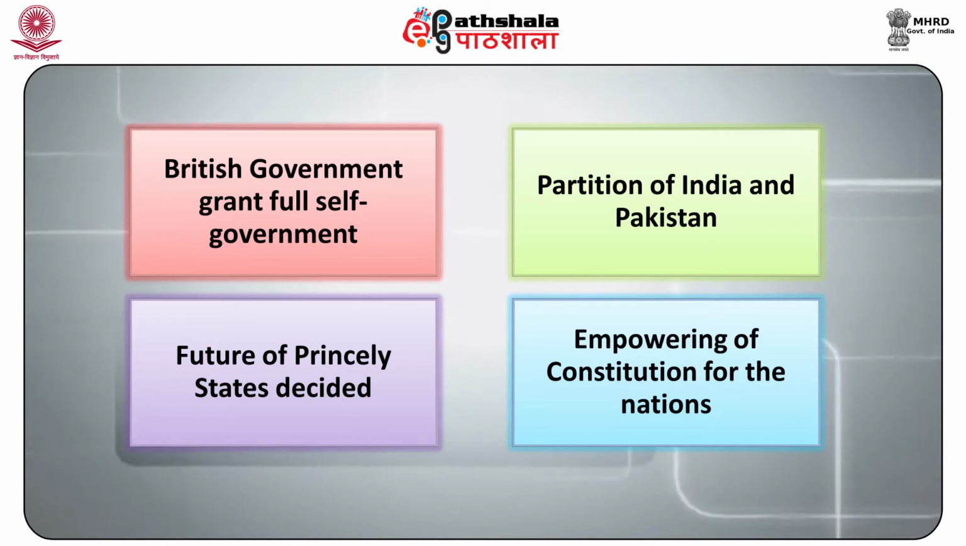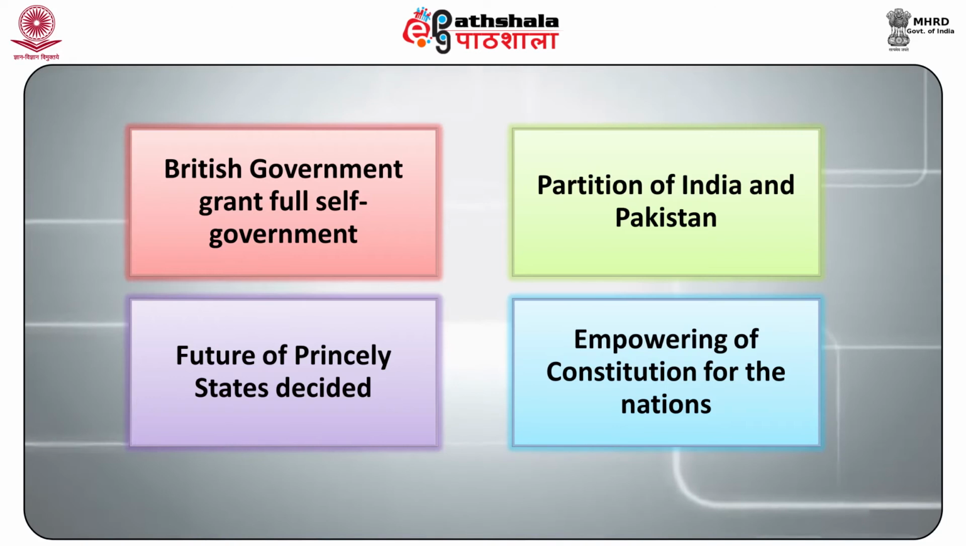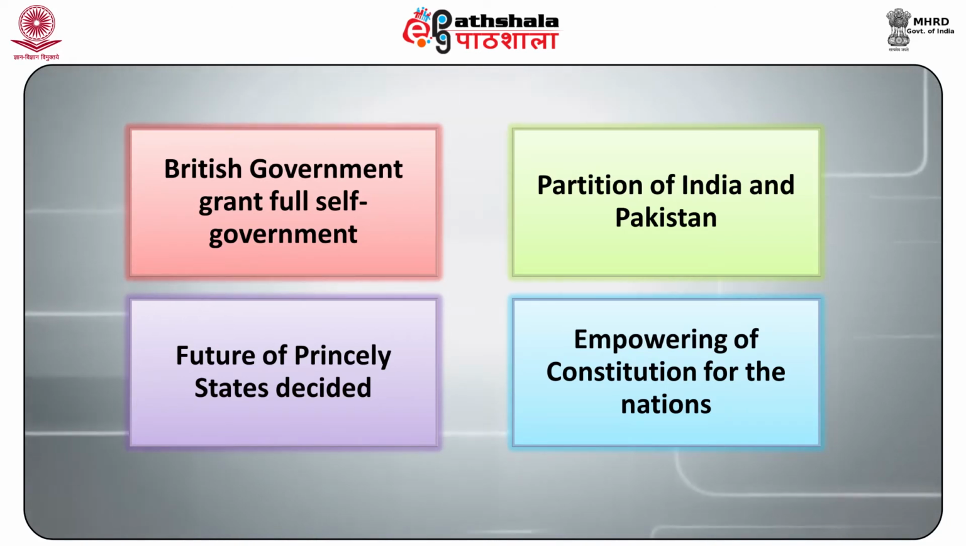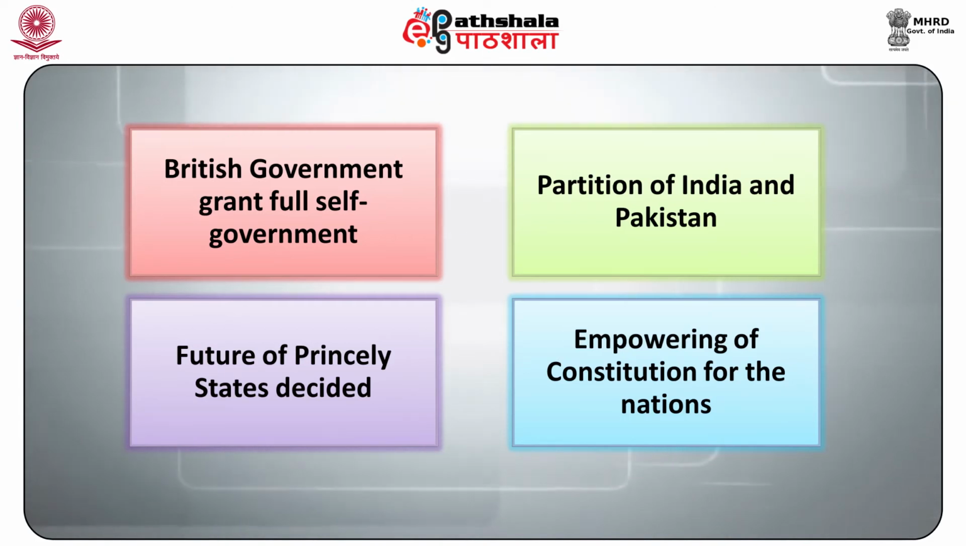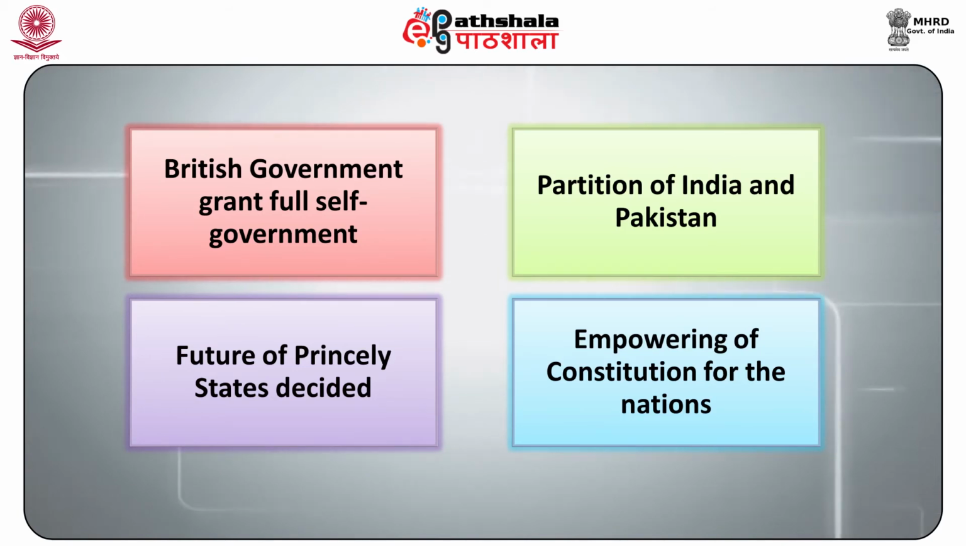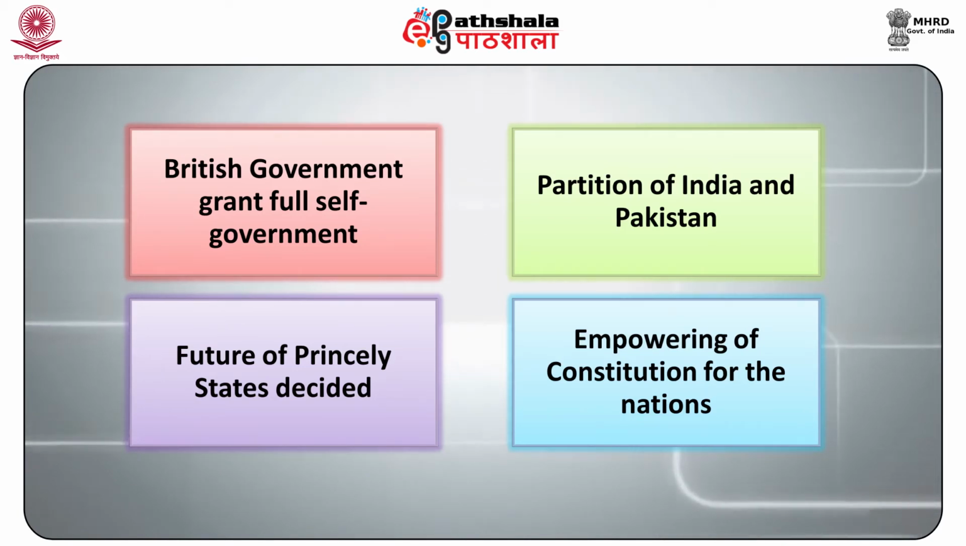The Prime Minister of the United Kingdom announced on 20th February 1947 that the British government would grant full self-government to British India by June 1948 at the latest. Partition of India and Pakistan. The future of princely states would be decided after the date of final transfer is decided. Empowering the constitution for the nations.